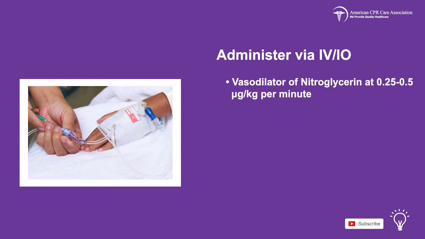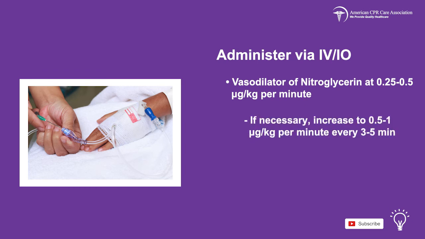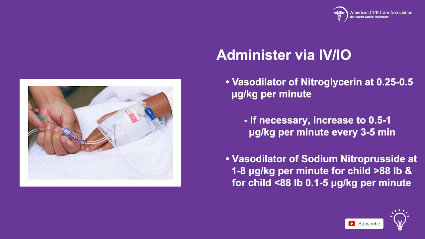A vasodilator of nitroglycerin in a dose of 0.25 to 0.5 micrograms per kilogram per minute via IV or IO, and then, if necessary, increase to 0.5 to 1 micrograms per kilogram per minute every 3 to 5 minutes. A vasodilator of sodium nitroprusside in a dose of 1 to 8 micrograms per kilogram per minute via IV or IO for a child weighing more than 88 pounds, and for a child under 88 pounds, a dose of 0.1 to 5 micrograms per kilogram per minute via IV or IO.